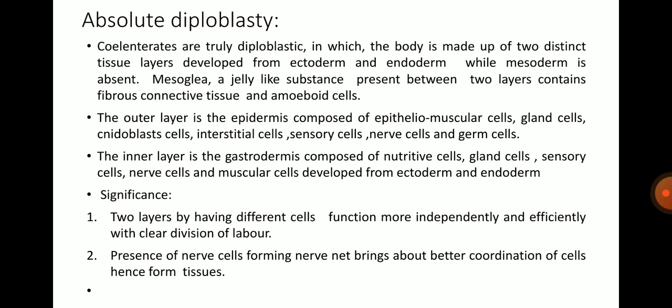What is the significance of this absolute diploblastic condition? Here, the first point you can mention is that the two layers, by having different cells, function more independently and efficiently with clear division of labor. The second point is the presence of nerve cells forming a nerve net, which brings about better coordination of cells, hence they form tissues.